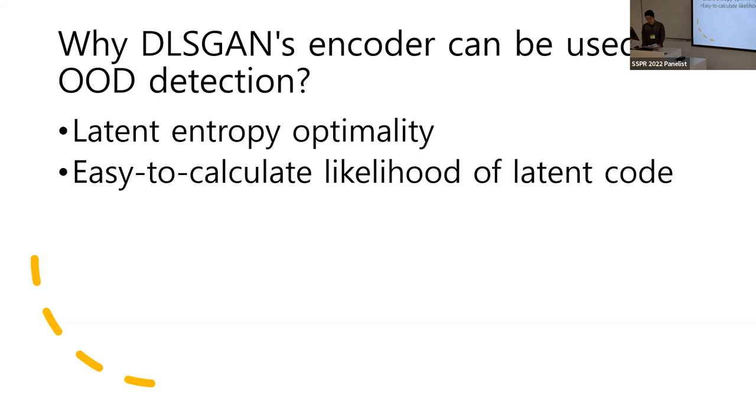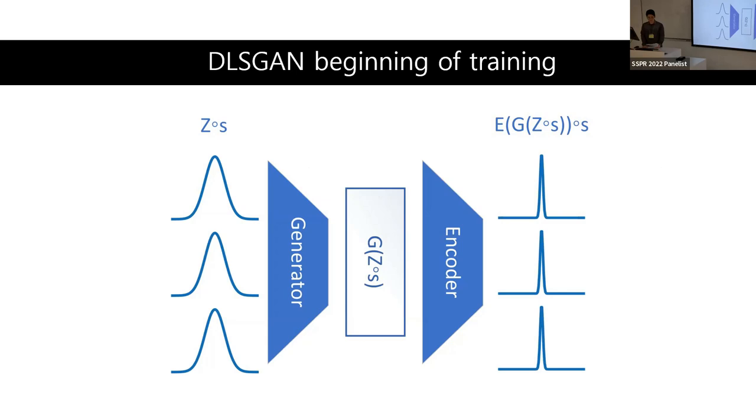This figure shows the beginning of the training of DLSGAN. In this figure, G is the generator and Z is the latent random variable. F is the latent scale vector. One can see that the scaled latent random variable has high entropy and the scaled encoder output has low entropy at the beginning of the training.